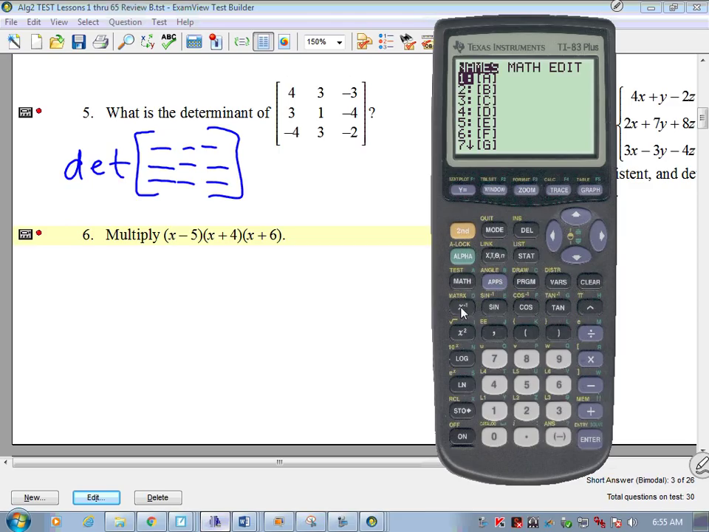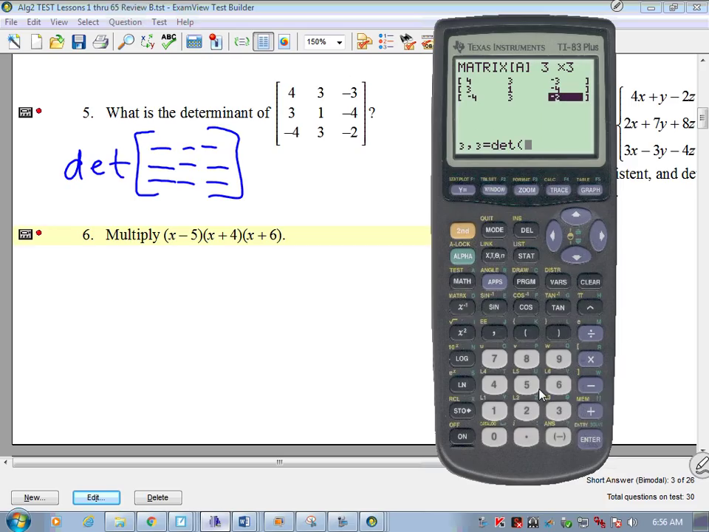So we're going to hit second matrix. We're going to edit matrix A. Keep things simple. We're going to have a 3 by 3. We've got 4, 3, negative 3, 3, 1, negative 4, negative 4, 1, 3, kind of lost my place there, negative 2. Okay, looks like everything. We're going to go back, second matrix, and we're going to see this DET right here.